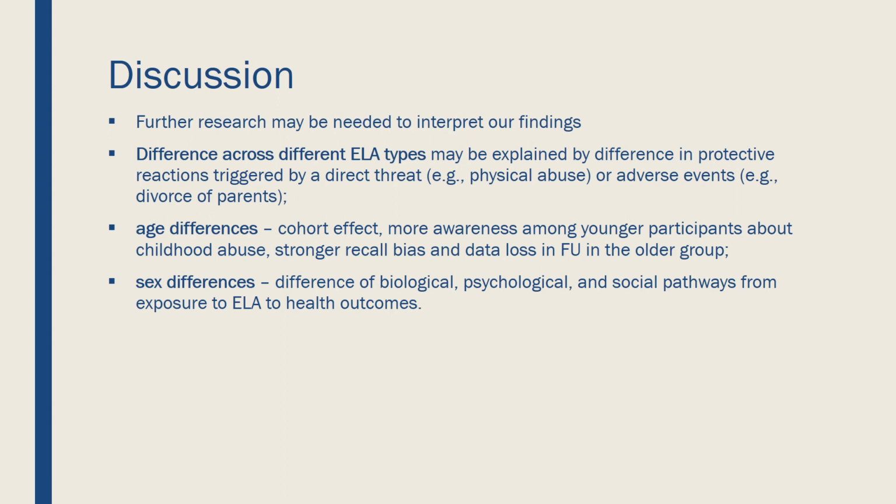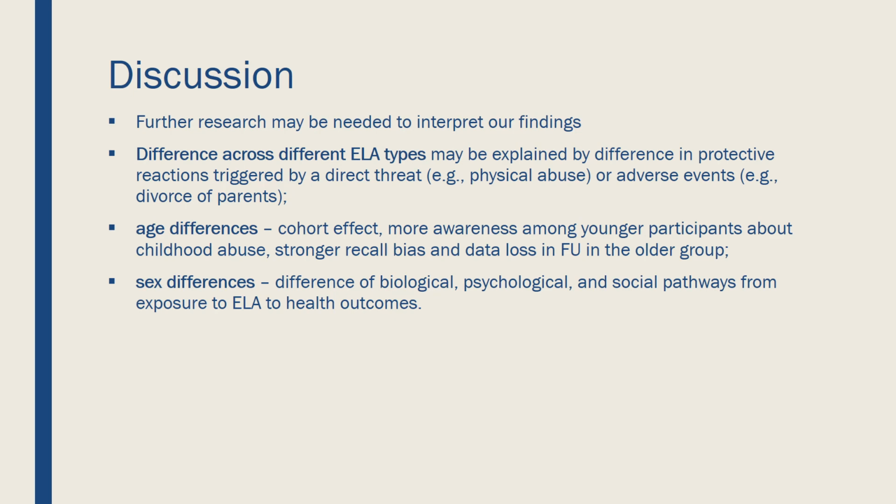For now, we can suggest, based on the existing literature, that differences across different ELA types in association with frailty may be explained by differences in protective reactions that are triggered by the different ELA types. For example, a direct threat, physical abuse, and adverse events such as divorce of parents can trigger different processes in a child.